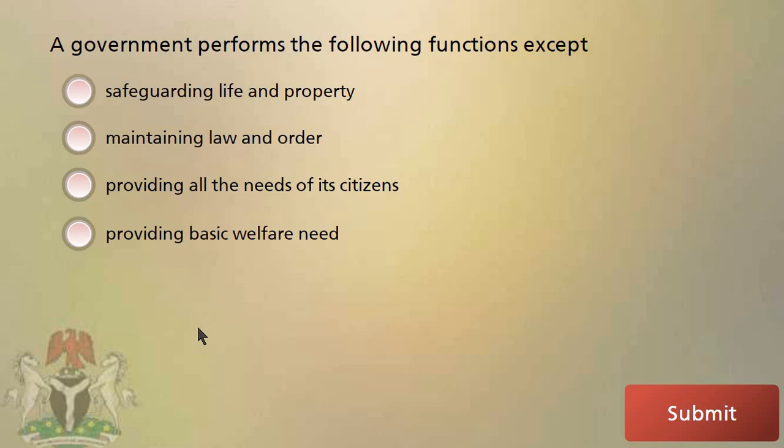A government performs the following functions except: A. Safeguarding life and property, B. Maintaining law and order, C. Providing all the needs of its citizens, D. Providing basic welfare needs. The right answer is providing all the needs of its citizens. A government does not do that.